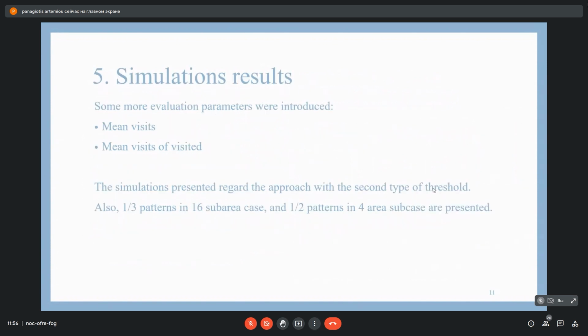So for the simulation that I'm going to show now, they all regard the second type of threshold, because having as an evaluation parameter the coverage itself is more easily interpreted than the steps needed to achieve a specific coverage. And also, one of the patterns for the 16 sub-area case and 4 sub-area case are presented. Also, as you can see, we introduced 2 more variables, the mean visits and mean visits of visited cells, which can evaluate the efficiency and the consistency of the path.